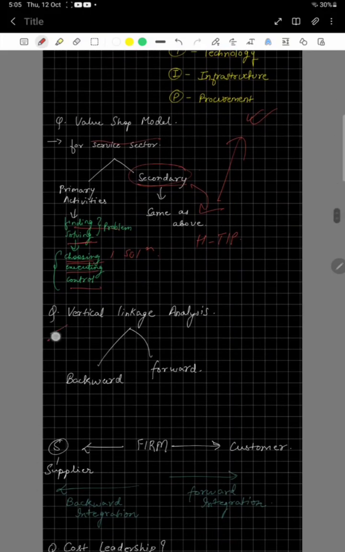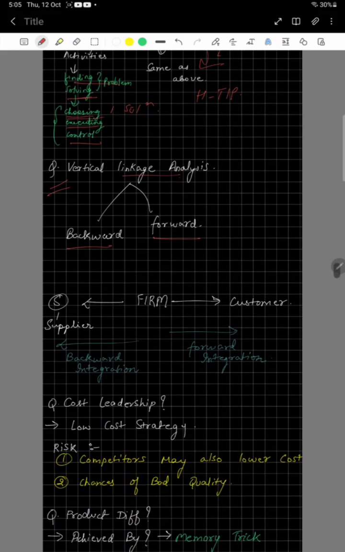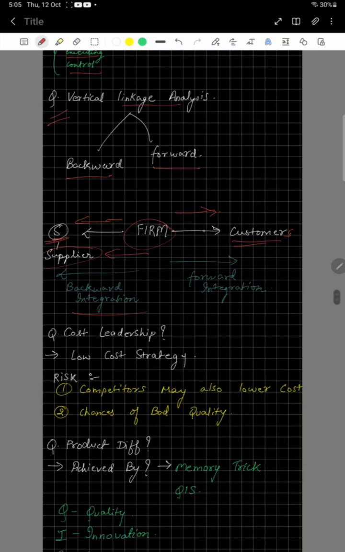Now the next question is vertical linkage analysis. In vertical linkage analysis there are two: one is backward, second is forward. Backward means going back, forward means going forward. Suppose there is a firm, there are suppliers of the firm and there are customers of the firm. When the firm acquires the supplier, it is going backward, so it is called backward integration. When the firm acquires the customers, it is going forward, so it is forward integration.